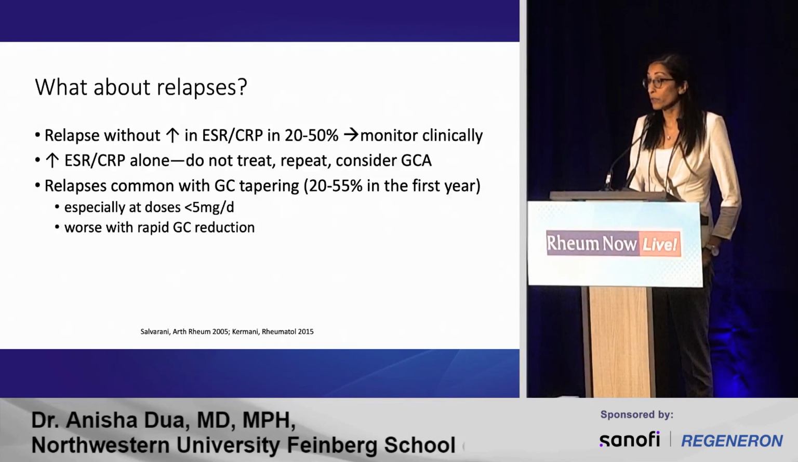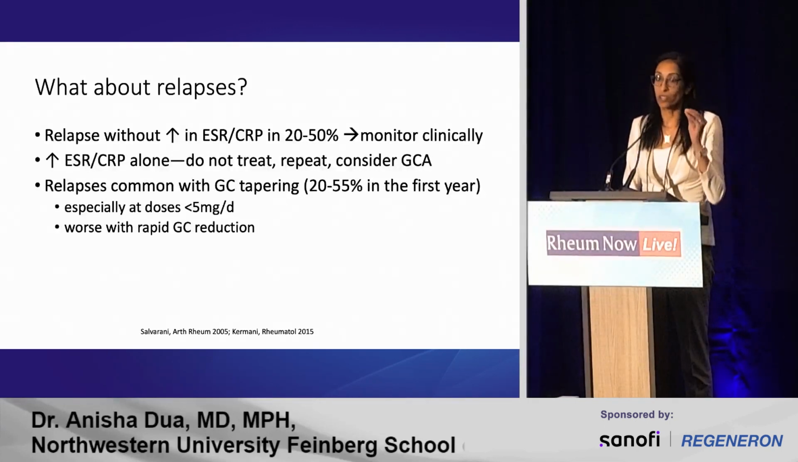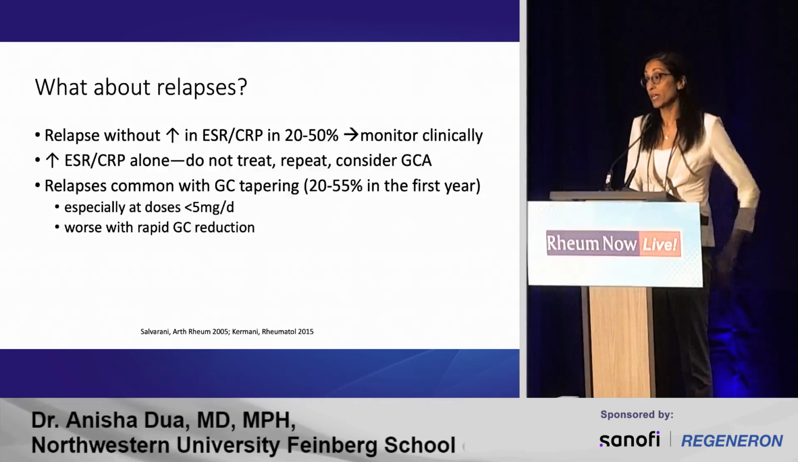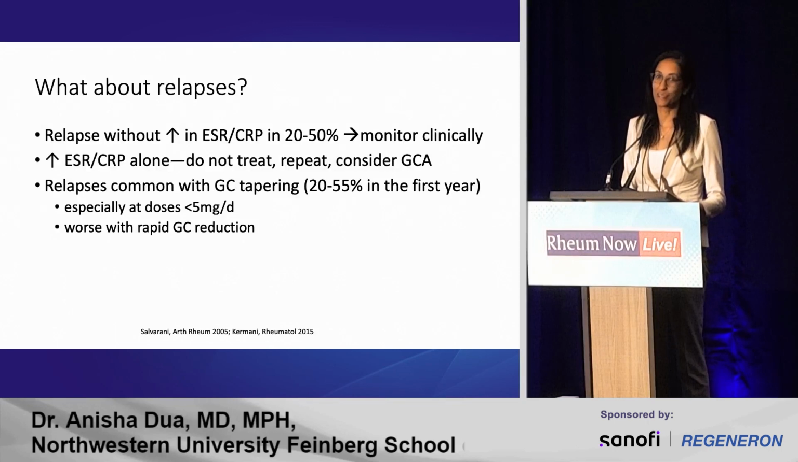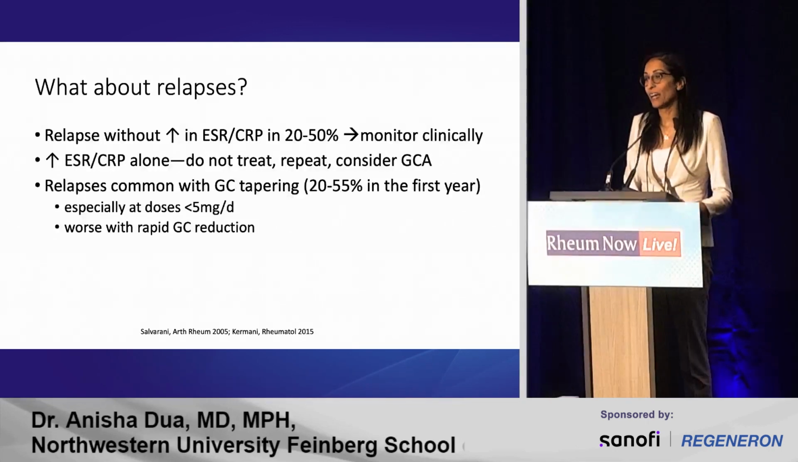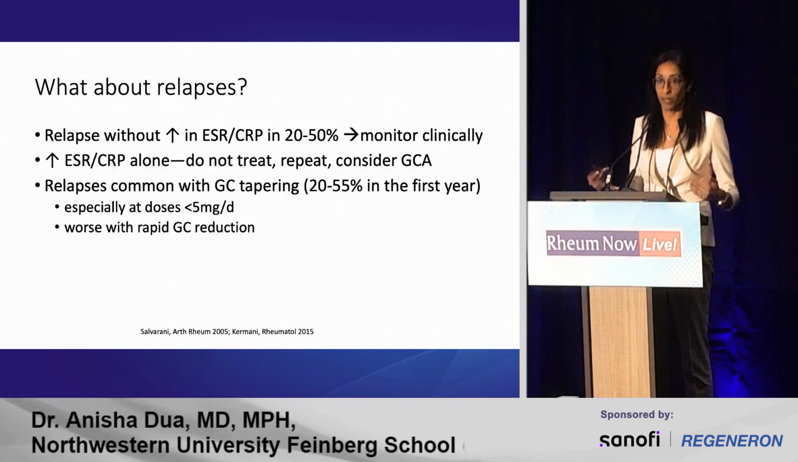Relapses are common with glucocorticoid tapering. This happens in 20 to 55% in the first year. And we all have seen those patients where you're just stuck between 4 and 3 milligrams, and for some reason, every time you bring it down, they start getting worse again. So this is something that does happen at doses less than 5 milligrams a day. It is worse with rapid glucocorticoid reduction. I'm not as bold as my colleague here in trying to get these patients off of steroids in 4 months. But there are the folks who just feel good and they want to come off steroids and they're like, I took this for a couple of days, I feel awesome, can I stop now? And you have to have a good conversation with them about the importance of not coming off too quickly because they will have an increased risk of relapse.